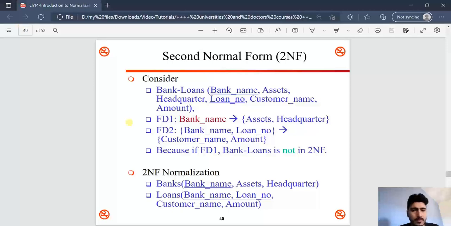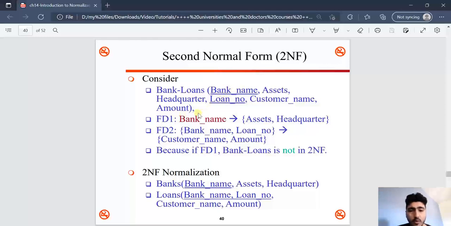Hello students, now we'll take another example in second normal form, 2NF. We'll consider a relation named bank loans with the following attributes: bank name, assets, headquarter, loan number, customer name, and the amount. I want to find whether this relation is in 2NF or not. The primary key chosen here is the bank name with the loan number.